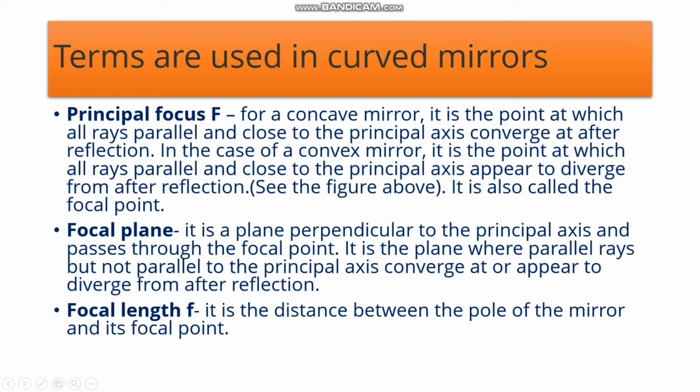Focal plane is a plane perpendicular to the principal axis and passes through the focal point. Focal length is the distance between the pole of the mirror and its focal point.